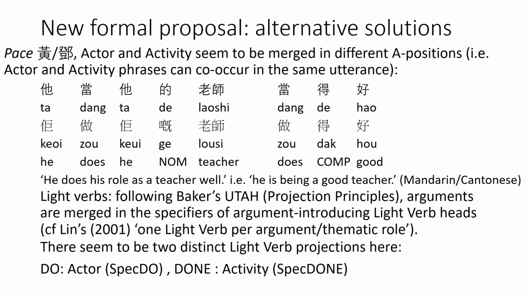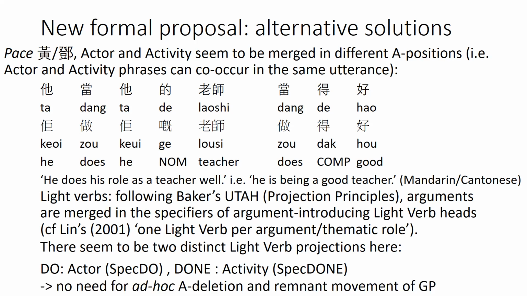There are various labels that we can apply to this, especially if we think of Gillian Ramchand's light verb and event structure analysis. However, for the purpose of this talk, I'll just call this informally done. It denotes the thing that's being carried out, so the activity in its specifier. Now, if we distinguish these two light verb A positions, there's no need for the ad hoc problem that I raised on the previous slides, and we do not need to delete the actor and then move the activity nominal to the specifier of do.